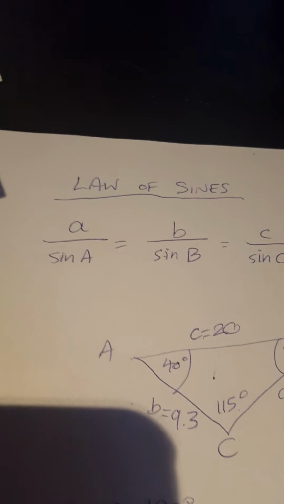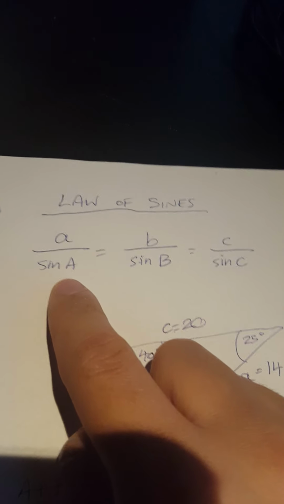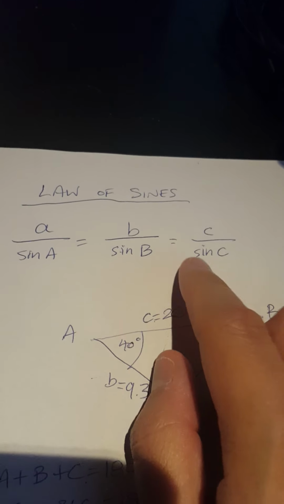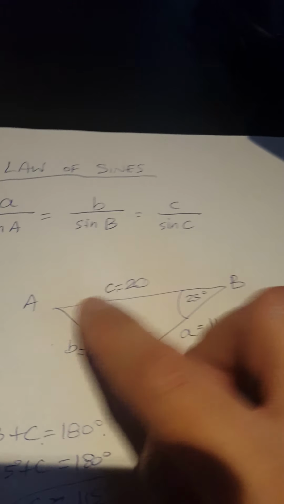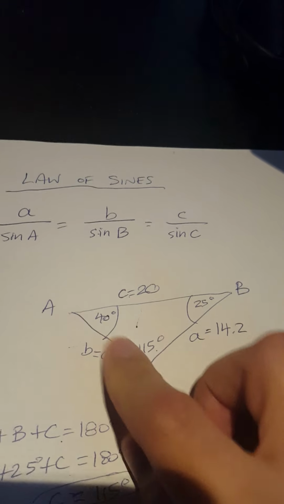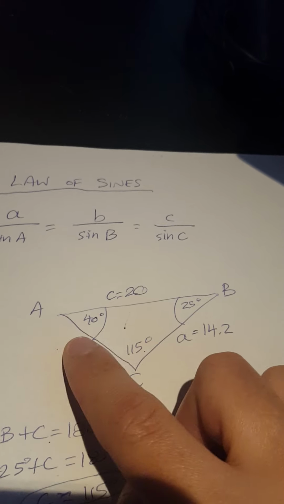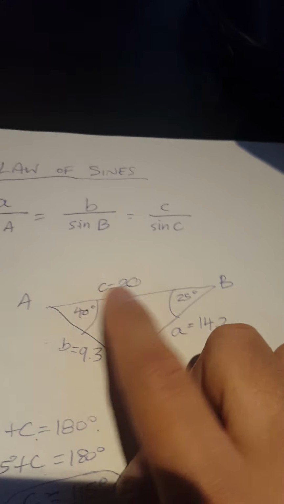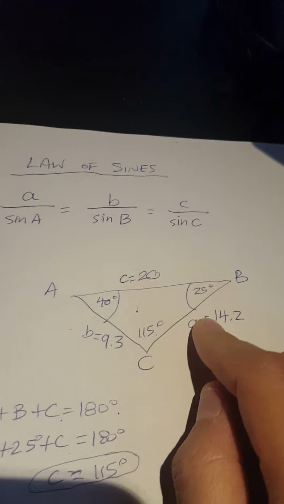Okay, so guys, let's recap real quick. Law of sines is going to be this formula up here. You're saying side A over sine of angle A equals B over the sine of angle B equals side C over the sine of angle C. So in this example, what we're given is 40 degrees for angle A, 25 degrees for angle B, and we're given side little c up here. And we're going to end up solving for the other information.